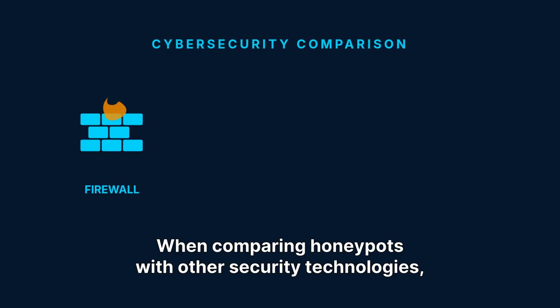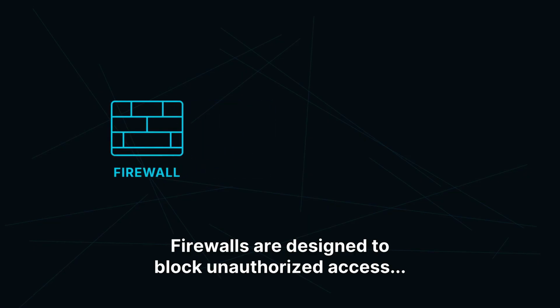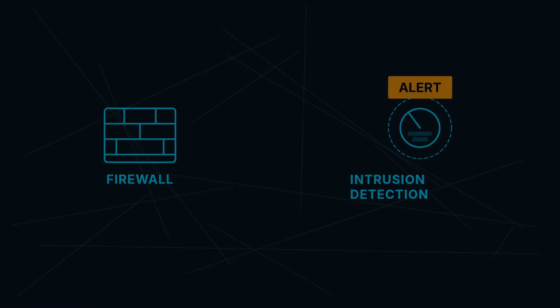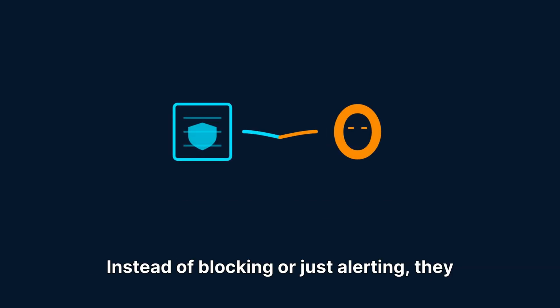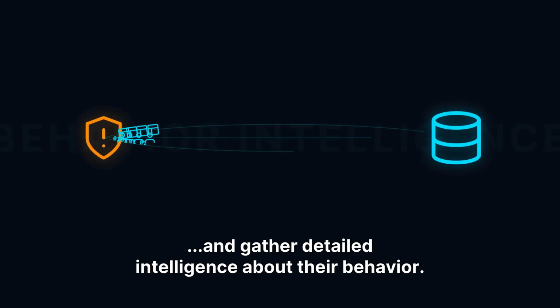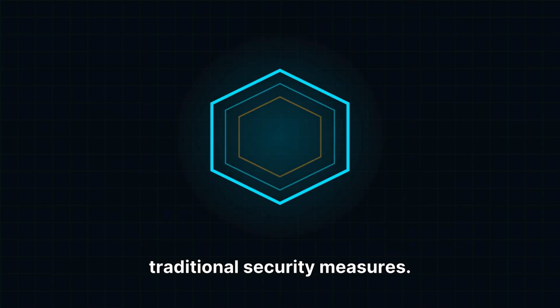When comparing honeypots with other security technologies, the difference becomes clear. Firewalls are designed to block unauthorized access. Intrusion detection systems monitor traffic and generate alerts. Honeypots, however, take a different approach. Instead of blocking or just alerting, they actively engage attackers and gather detailed intelligence about their behavior. This makes honeypots a powerful complement to traditional security measures.